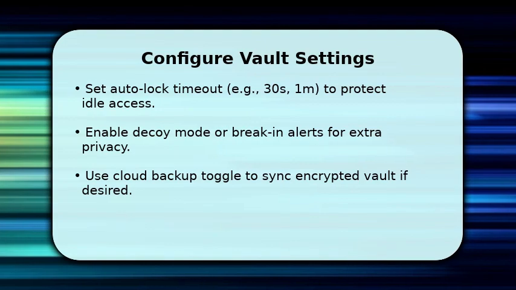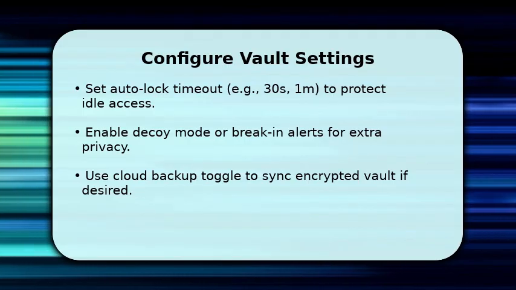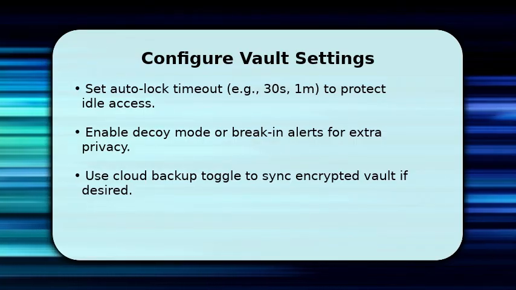Next, configure the vault. Set an auto-lock timeout such as 30 seconds or 1 minute so the app locks if idle, because that prevents casual access. Then enable optional decoy mode or break-in alerts. Decoy gives a safe vault and alerts log failed attempts, which deters snooping.